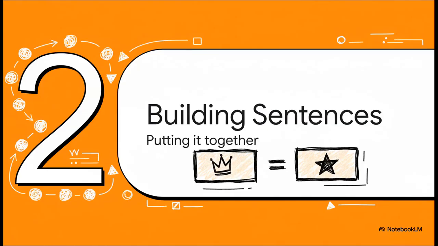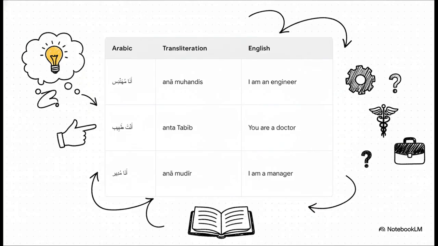Okay, let's put these brand new pronouns to work. This is where Arabic grammar does something really cool. To say something like I am an engineer, you don't even need a word for am, you just put the 2 words together. Just look at this. Ana muhandis. Literally I engineer. The am is just understood. How cool is that? Same thing with anta tabib. You doctor. It's so efficient. With just this simple pattern, you can already introduce yourself or someone else by their profession.